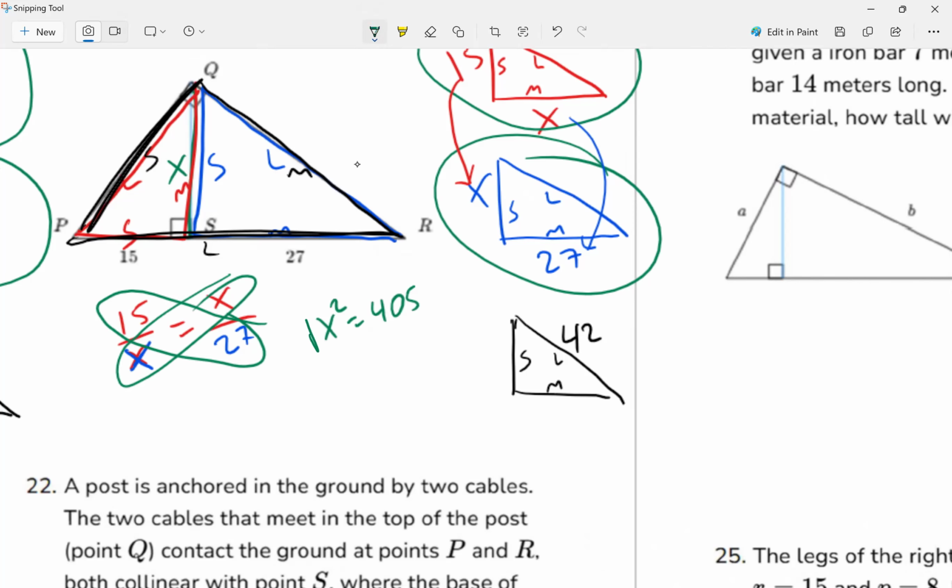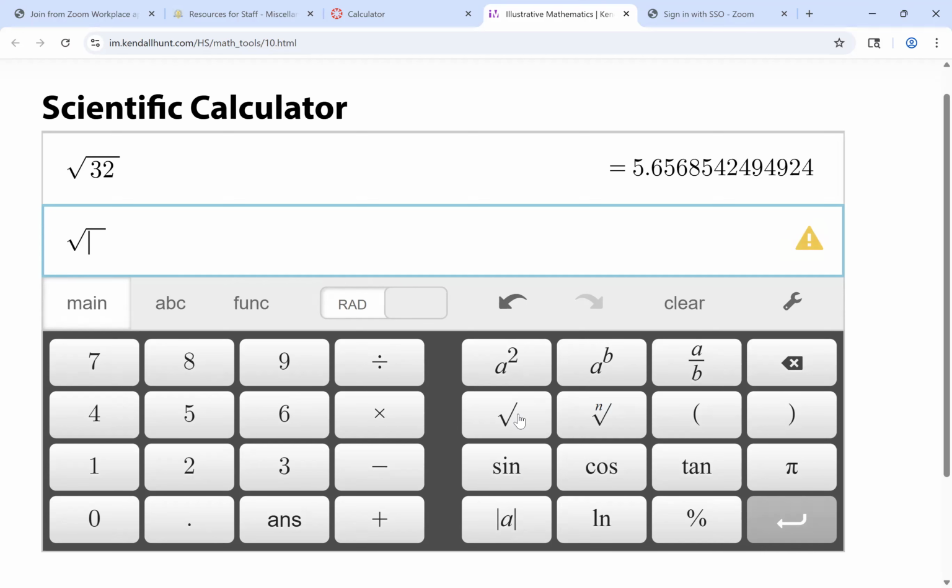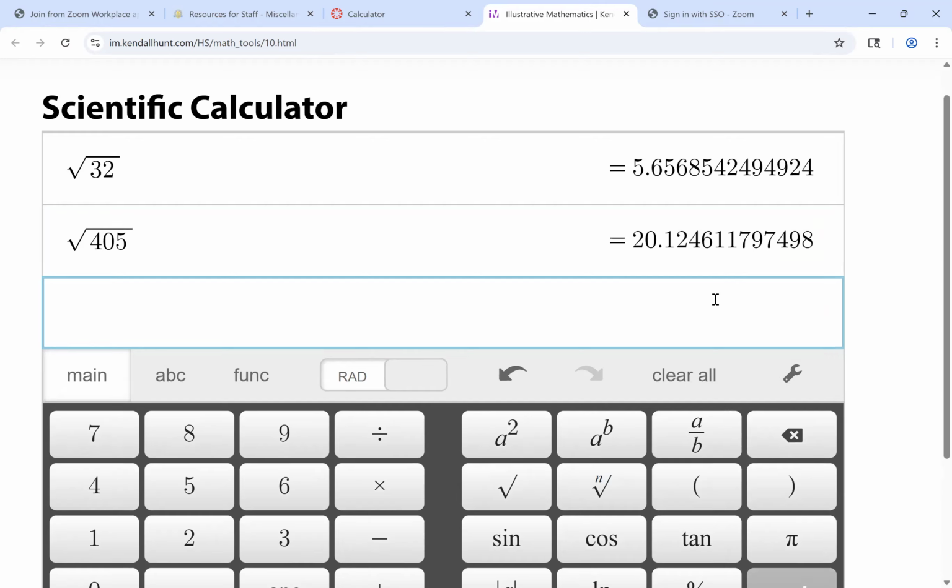The way I'm going to undo a squared is by doing the square root. So X is equal to the square root of 405. Let me use my calculator then. Square root of 405. Press enter. So 20.12. I see that because the fourth decimal number is too small, so I'm just going to round it to 20.12.